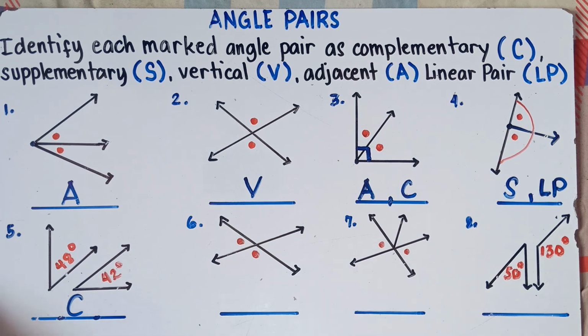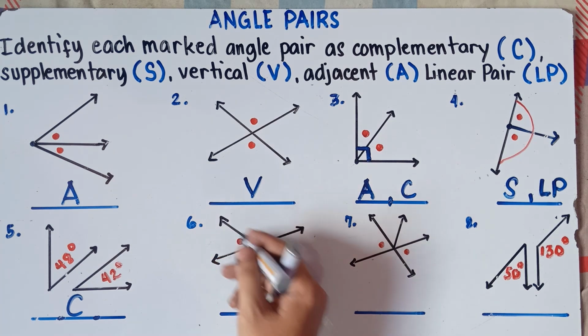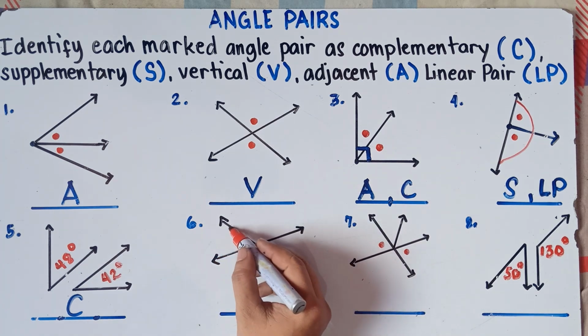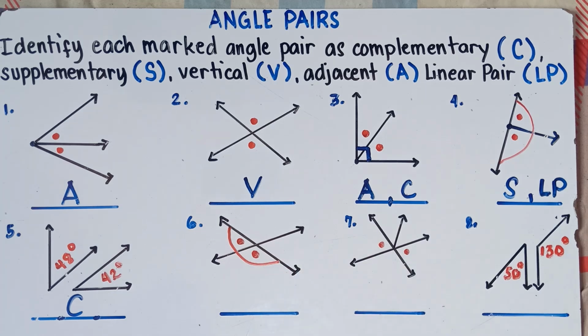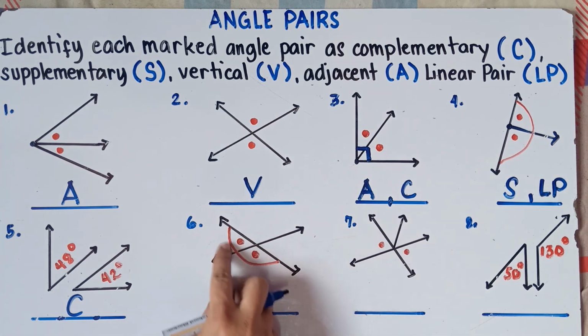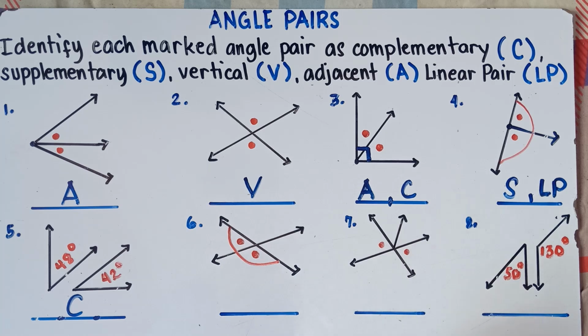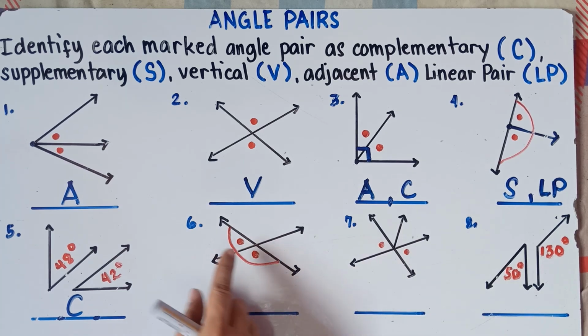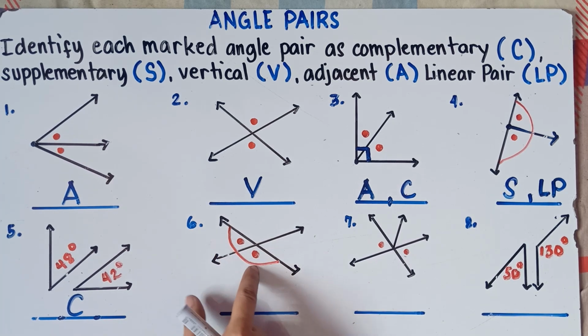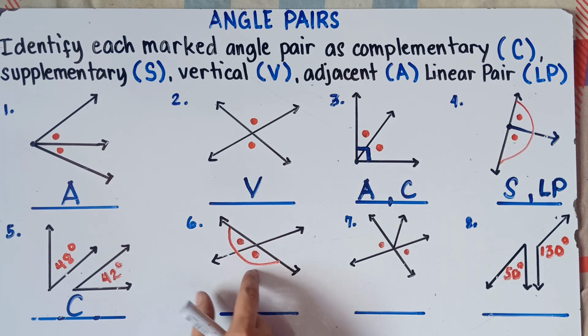Now, next question, can we call this one supplementary angles? Yup, because we have a straight line. Okay, we have this straight line, and the straight line can form a straight angle. And a straight angle is always 180 degrees. Therefore, when you add these two angles, it should be equal to 180 degrees. Therefore, these two angles are supplementary angles. This angle plus this angle should be equal to 180 degrees.